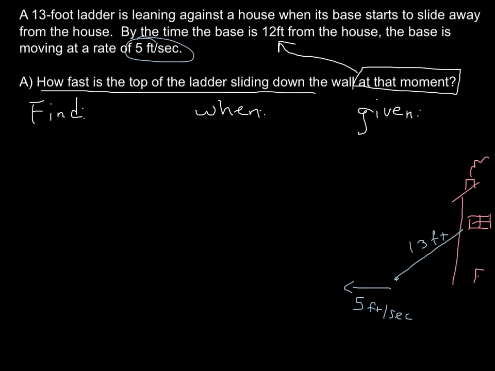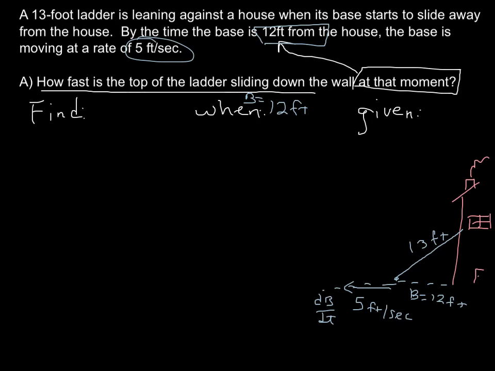And that is a rate. I'm going to call this base B, for base, and so this rate would be dB/dt. And B is the distance the base is from the house. And at this particular moment, this is our when, it's 12 feet from the house. So when B equals 12 feet, that's our when, the base is 12 feet from the house.